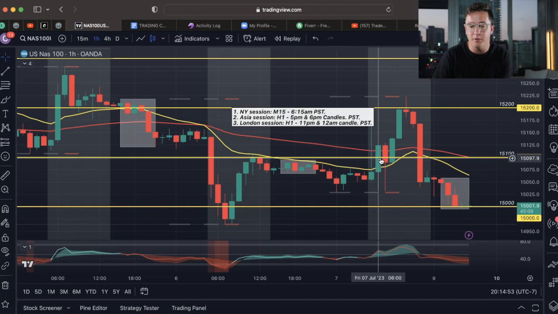You know, a lot of the time, after those 2 hours of 5 a.m. to 7 a.m., the move is already determined. So we want to get into the market before the move actually starts happening.